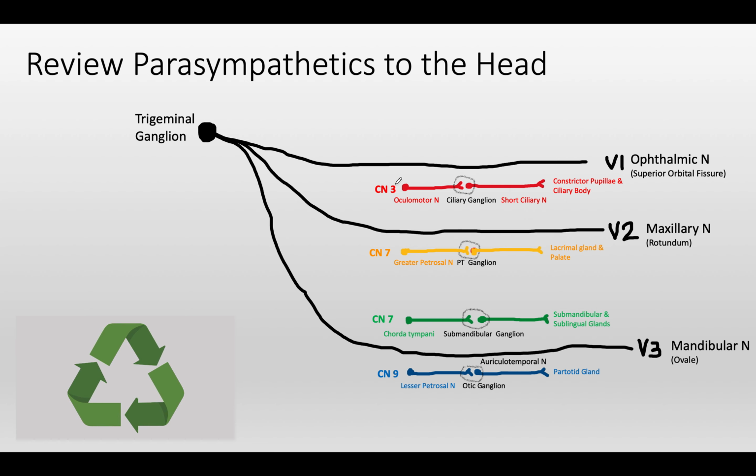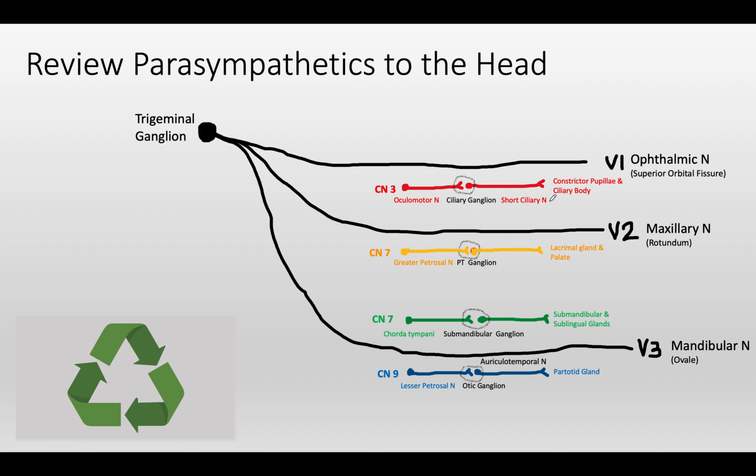So we've got our cranial nerve 3 going to synapse at the ciliary ganglion, and that is our oculomotor nerve. And this is preganglionic. The postganglionic parasympathetic nerve from cranial nerve 3 is our short ciliary nerve. The cell body of origin of short ciliary nerve is the ciliary ganglia. So that's really important to know. And it's going to our constrictor pupillae and ciliary body.